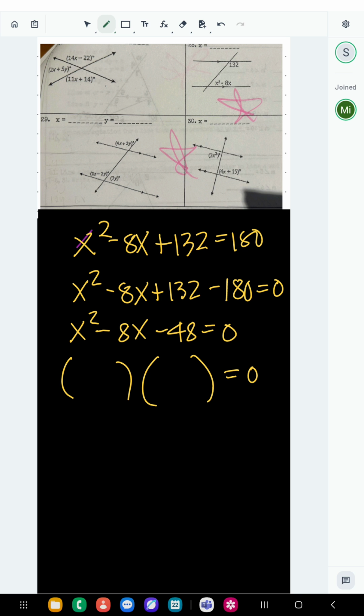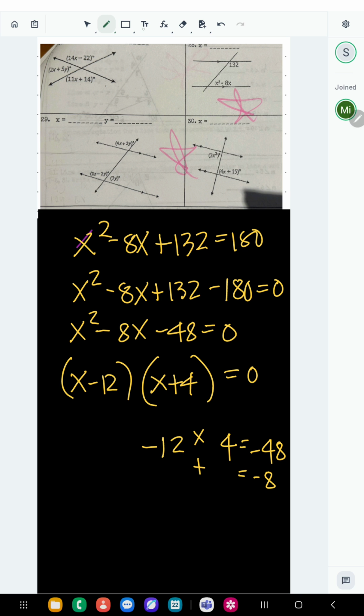So what are the factors of 48? 12 and 4? Yeah, 12 and 4. Because when you multiply them, it would equal negative 48, right? And when you add them, it would equal negative 8. 48 has many factors. You can say 6 times 8, but when you add them up, it won't equal negative 8. So we can use negative 12 and positive 4.